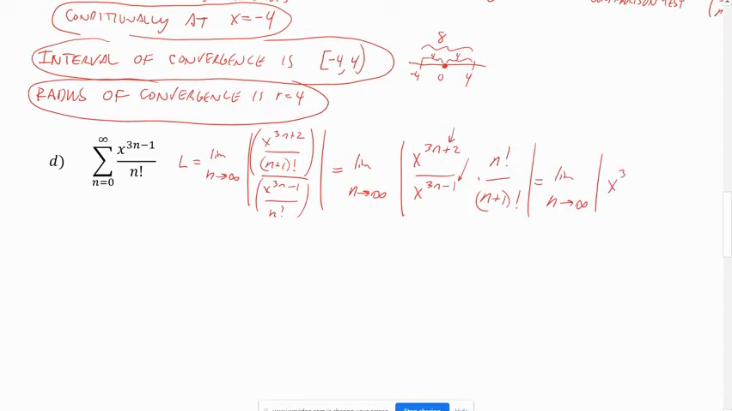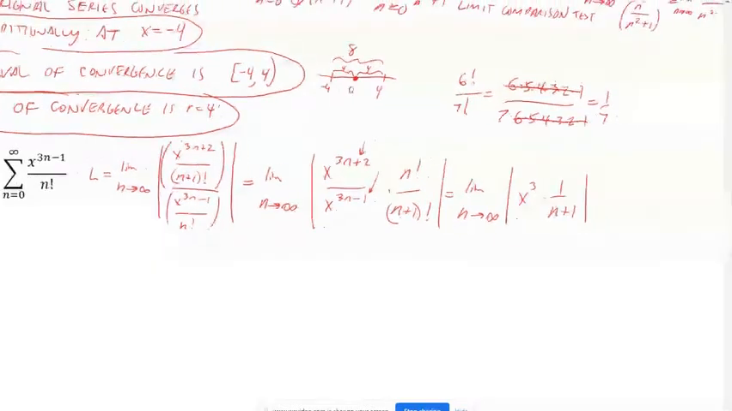And n factorial over n plus 1 factorial is 1 over n plus 1. We can see that because if you take a number like 6 factorial over 7 factorial, that's 6 times 5 times 4 times 3 times 2 times 1, over 7 factorial, which is 7 times 6 times 5 times 4 times 3 times 2 times 1. Those all cancel with those, and so we just end up with 1/7. So that's what we have here, just 1 over the biggest number in the denominator.